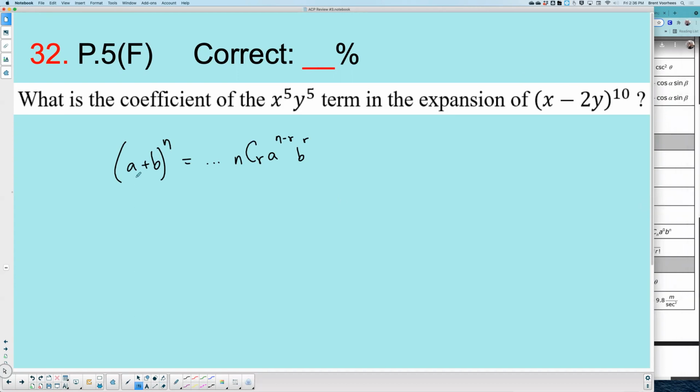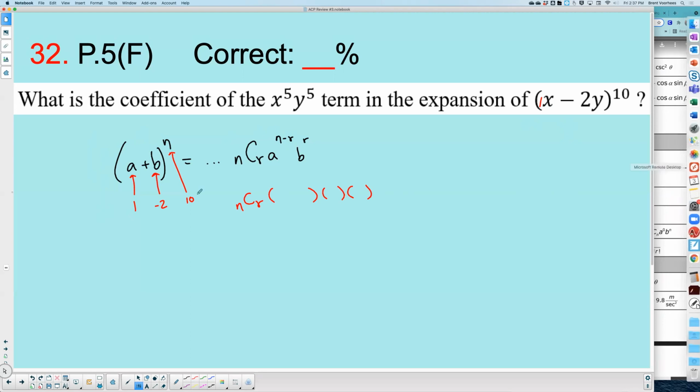What's our A this time around? My A is, for the calculator, 1. What's our B? -2. N is 10. So when we type this in the calculator, it'll be NCR, followed by our 3 parentheses. The first is the NCR, the second is the A, the third is the B. So N we know is 10. What did I say the C stands for? Not technically, but what do I want you to think of? Comma. So 10 comma. I'll skip the R for a moment. A is 1, B is -2.